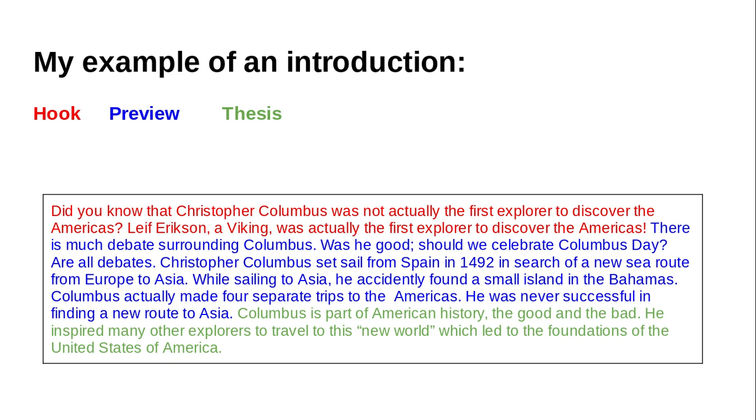And then my thesis, the so what, why Columbus is important. Columbus is part of American history, the good and the bad. He inspired many other explorers to travel to this new world, which led to the foundations of the United States of America. Okay, so there's my introduction.